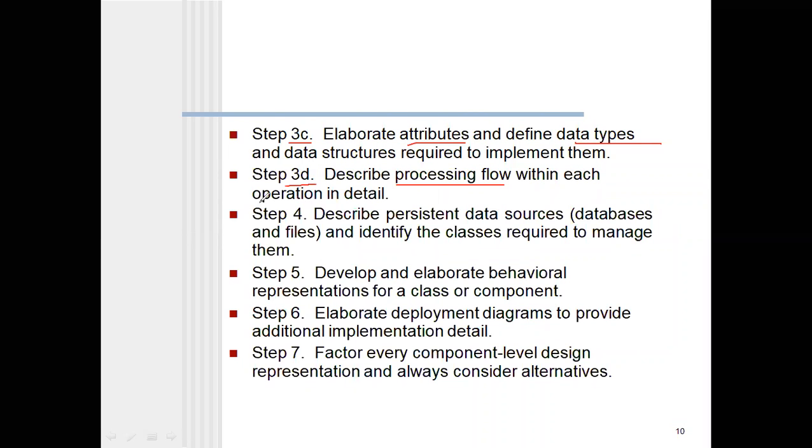And coming to the fourth step, describe persistent data sources and identify the classes required to manage them.